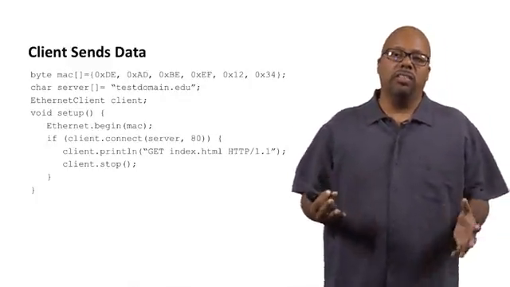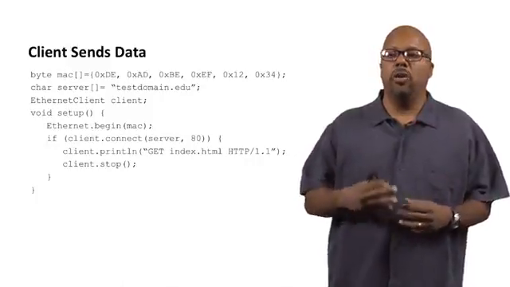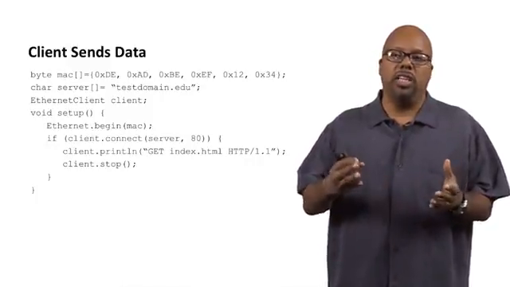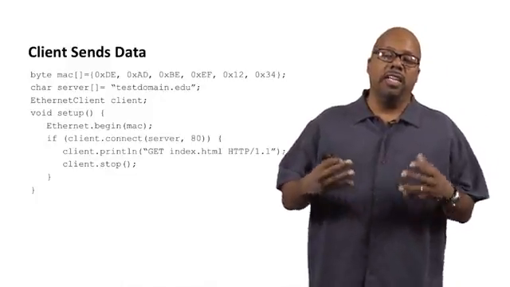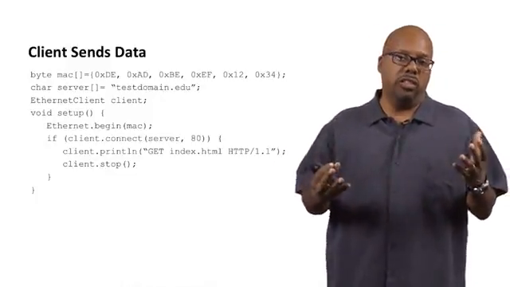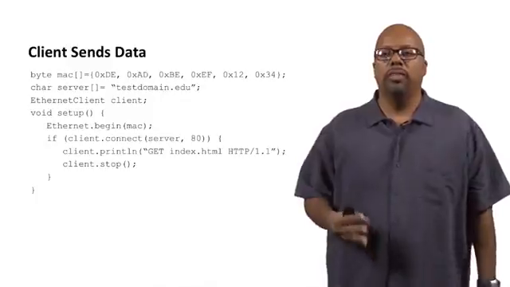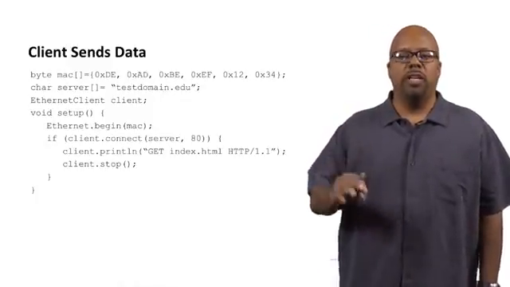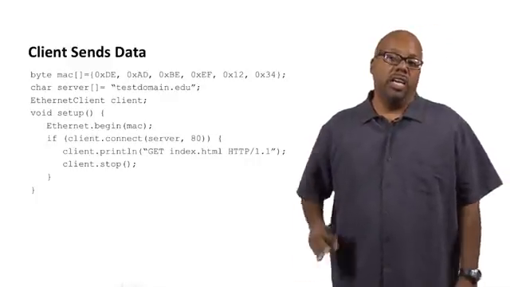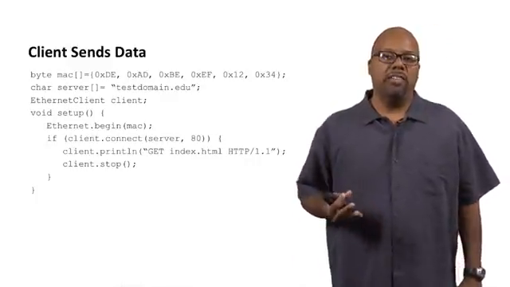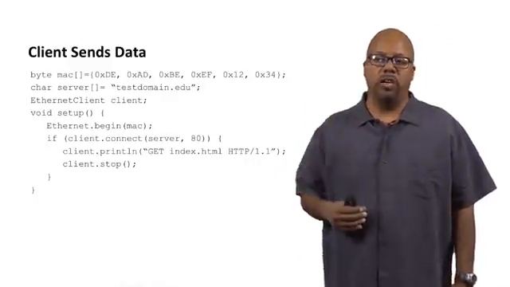Then we want this Ethernet to act as a client, so we create a client object, EthernetClient. So we've made our client object. Then inside our setup, so this is still an Arduino sketch, so it's setup and loop. In our setup, we say Ethernet.begin to initialize the Ethernet shield. Ethernet.begin(mac). We have to pass it the MAC address that's required, which we defined up top.